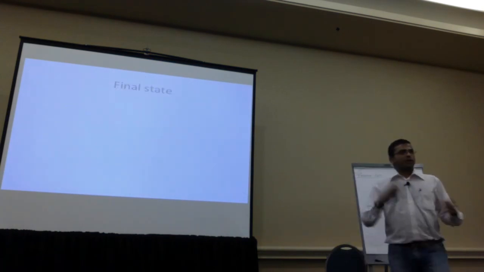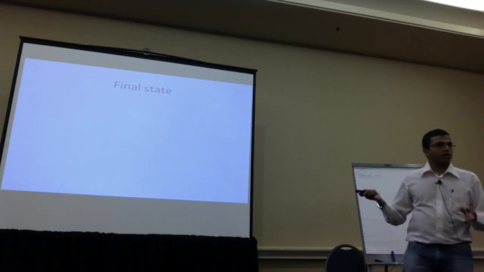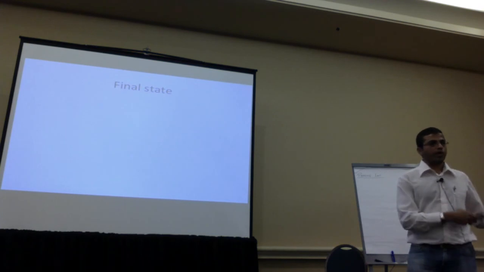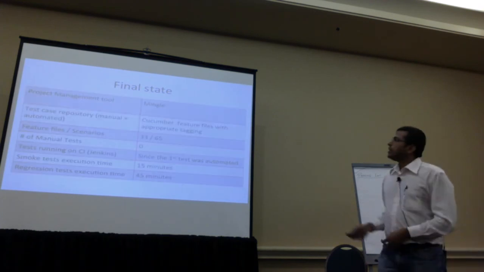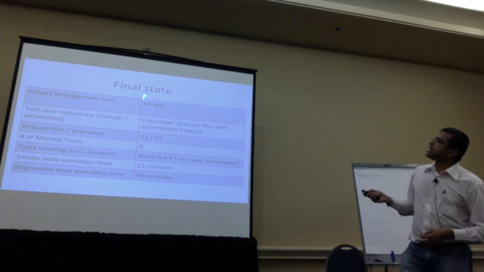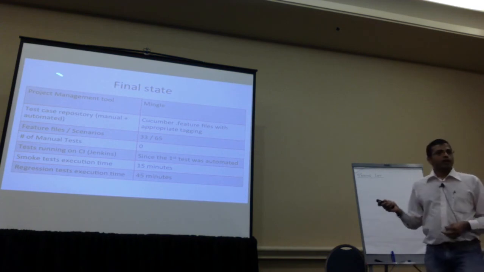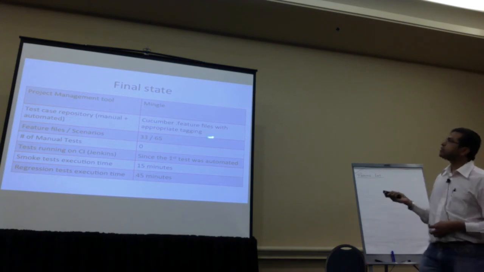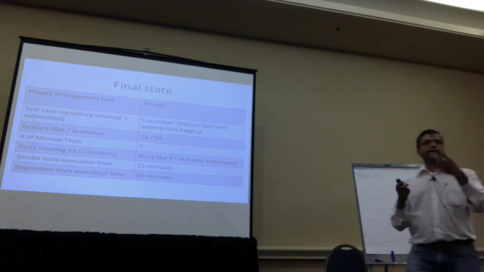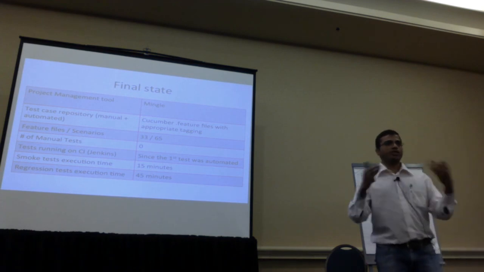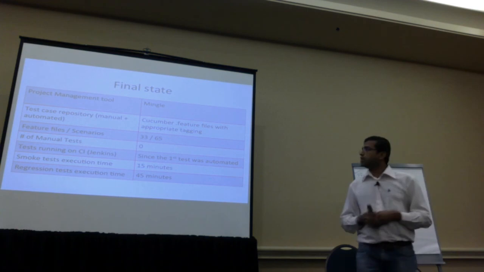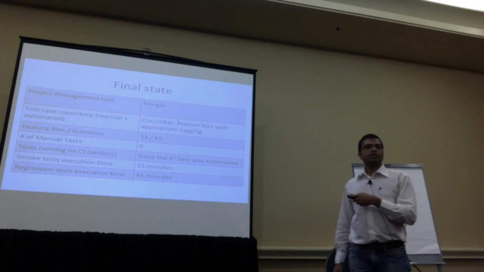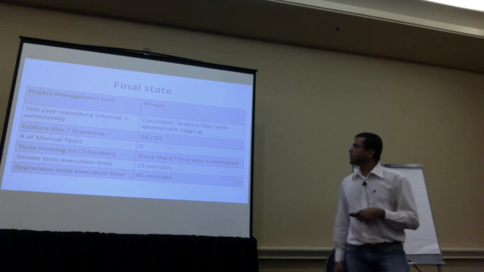So at the end of this 2-year journey on the auction product testing, where we started from a very basic understanding of a POC of a product and then took it live, this is what we had. The project management tool that we used was Mingle. Our test case repository, manual and automated, was Cucumber feature files with appropriate tagging of what components they use and what features they test in those journeys. We had 33 feature files with 65 scenarios in all.